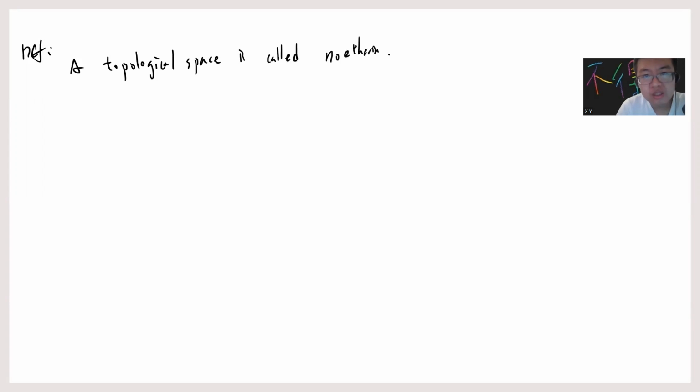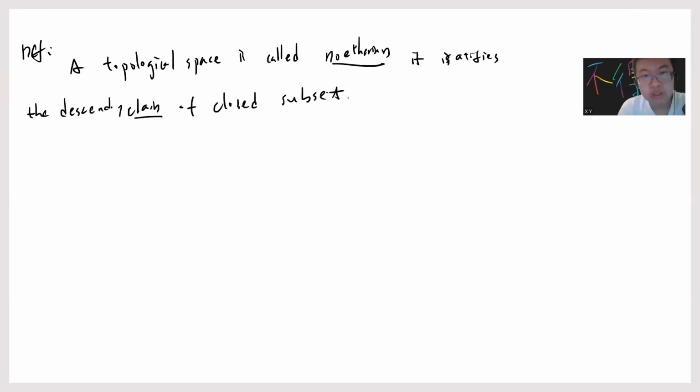Okay, so a quick definition. This is very simple. A topological space is called noetherian if the descending chain condition on closed subsets is satisfied. This is just a definition.